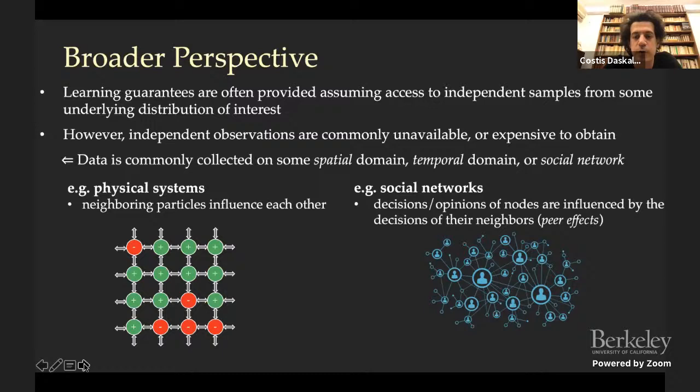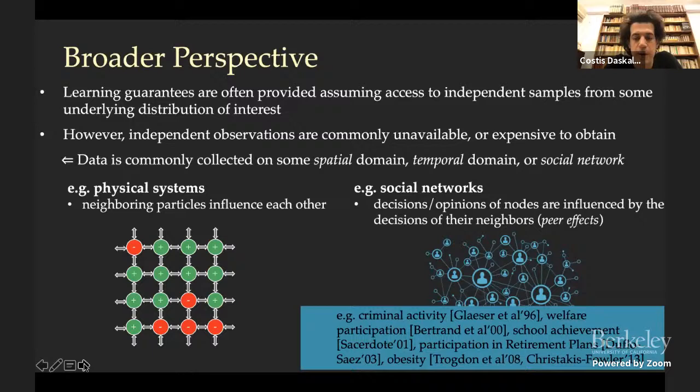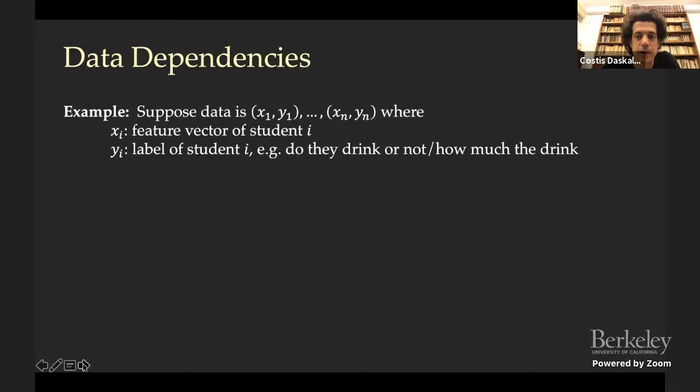This has been studied a lot in various fields, and here are some references from the social sciences, studying all sorts of different human behaviors over social networks. In this type of setting, when we collect data, we encounter problems of the following type. Suppose I have a lot of observations on students in some college, and each observation comprises a feature vector, xi, and some label, yi, which could be binary or scalar or ternary or whatever. For example, xi could be the feature vector of some student, and yi could be whether they drink alcohol or not, or how much alcohol they're drinking per week.